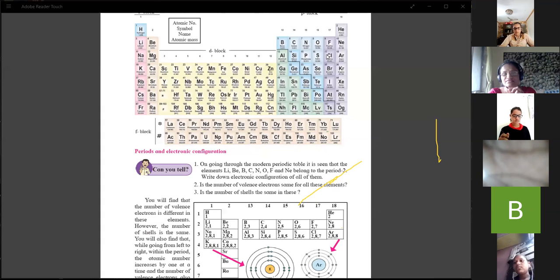Group 18 elements are the noble gas or zero group elements. Now, which are the uses of various elements? These are helium, neon, argon, krypton, xenon, radon. These are our noble gas elements. Which are the uses?